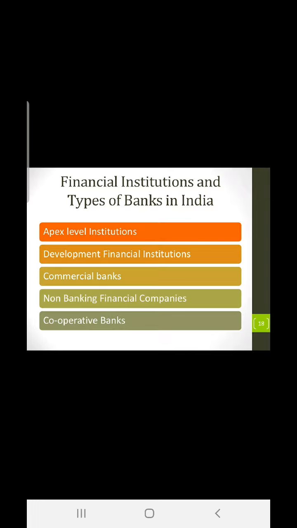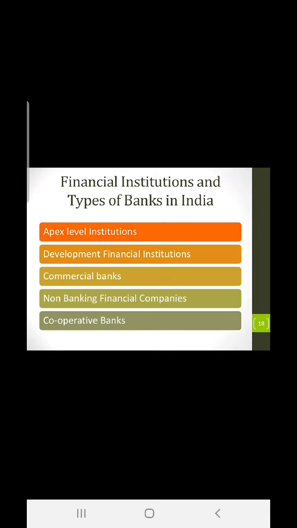The third one is the commercial bank. You heard about it and studied it in the 12th standard, in the commercial bank chapter, where you studied what a commercial bank is and what its functions are. Then come the non-banking financial institutes, where there are organized and unorganized sectors, and the last one is the cooperative bank.